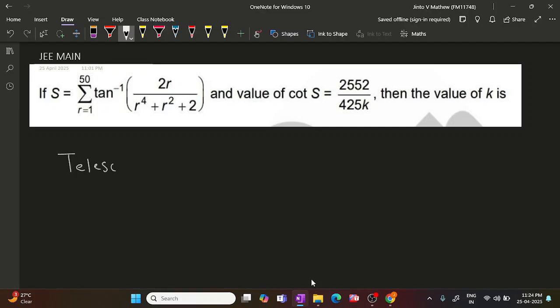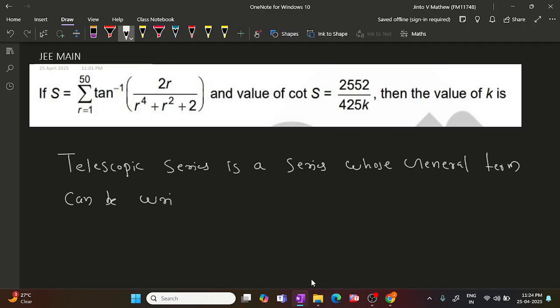What do you mean by telescopic series? Or what is a telescopic series? A telescopic series is a series whose general term, or nth term, can be written as a_n equal to f(n+1) minus f(n), or f(n) minus f(n+1).